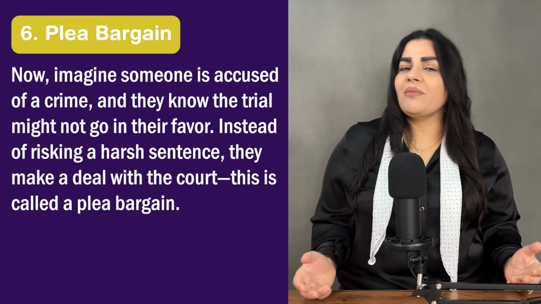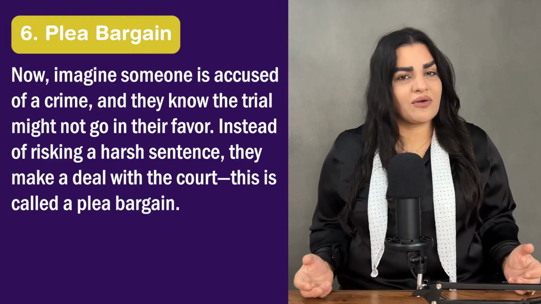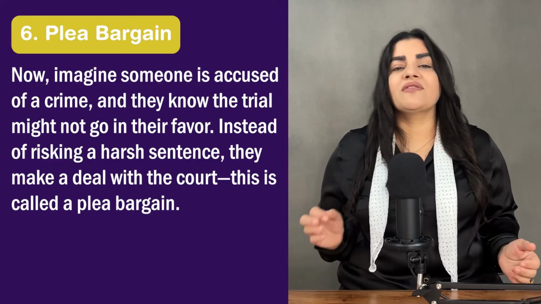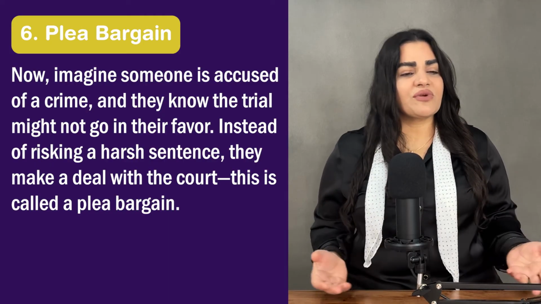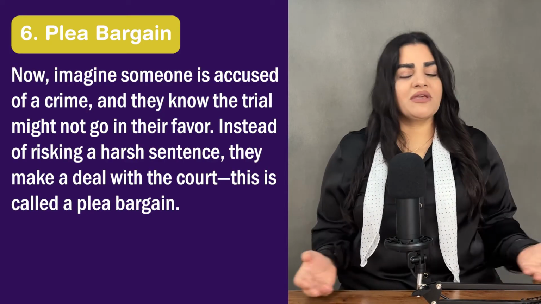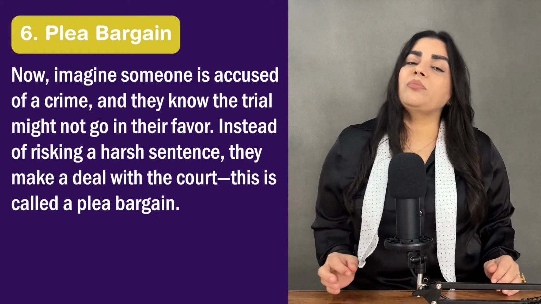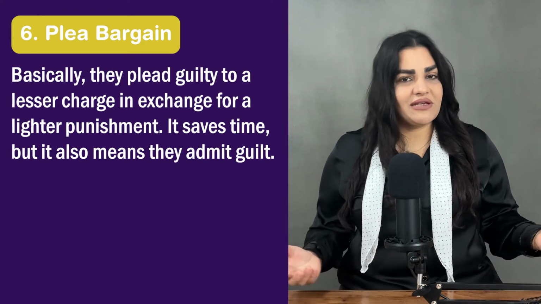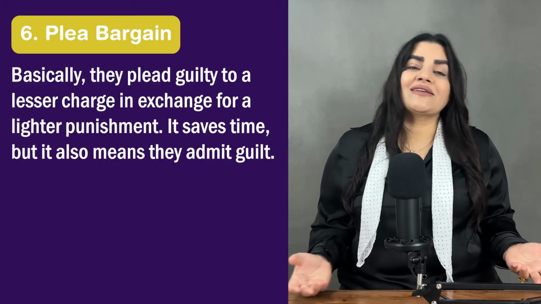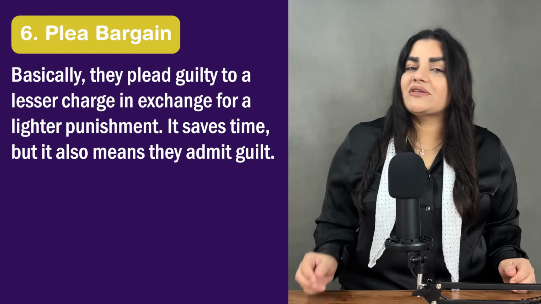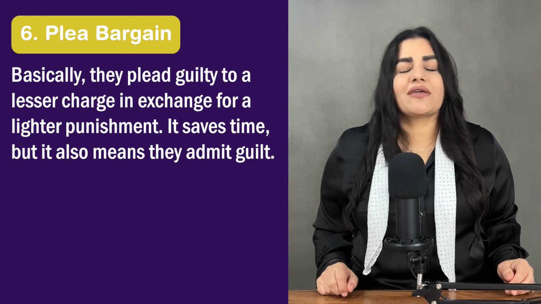Number 6, plea bargain. Now imagine someone is accused of a crime and they know that the trial might not go in their favor. Instead of risking a harsh sentence, they make a deal with the court. This is called a plea bargain. Basically, they plead guilty to a lesser charge in exchange for a lighter punishment. It saves time, but it also means they admit guilt.